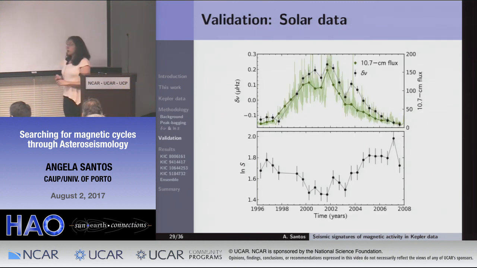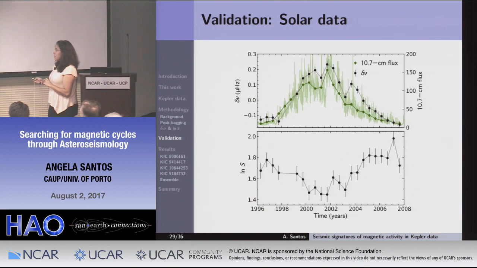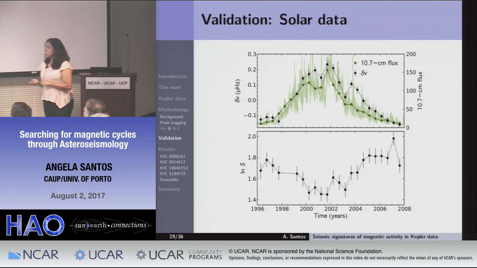And first, before applying this method to Kepler data, we also applied it to solar data, real and artificial solar data. And here, just to illustrate one of the tests, this is for VIRGO data. In black, we have the results from our analysis, frequency shifts and the heights of the acoustic modes. And in green, we have the 10.7 centimeter flux, that is a proxy for the solar activity.